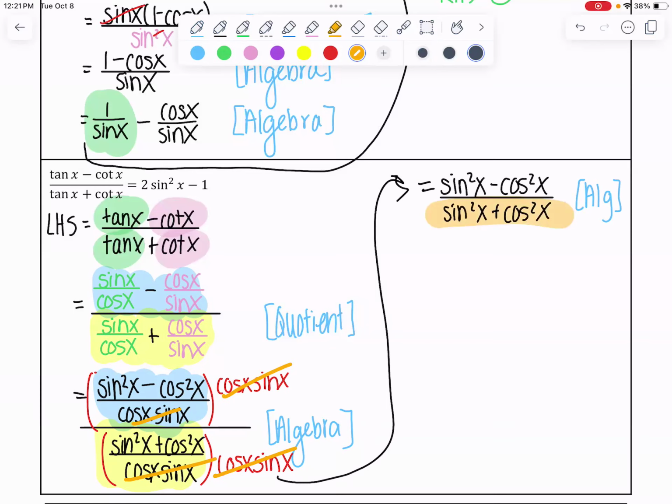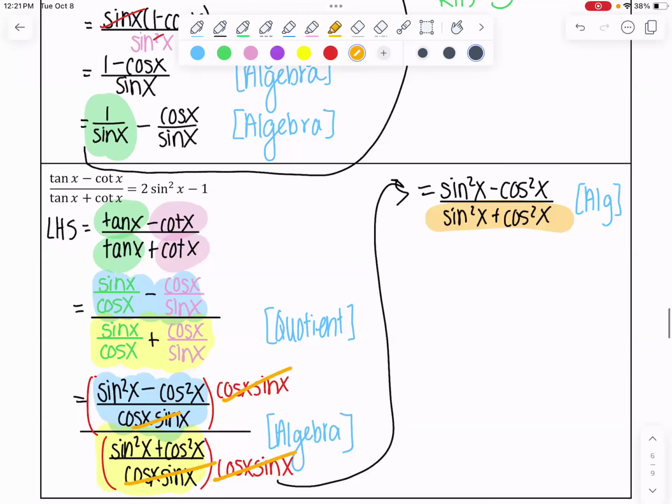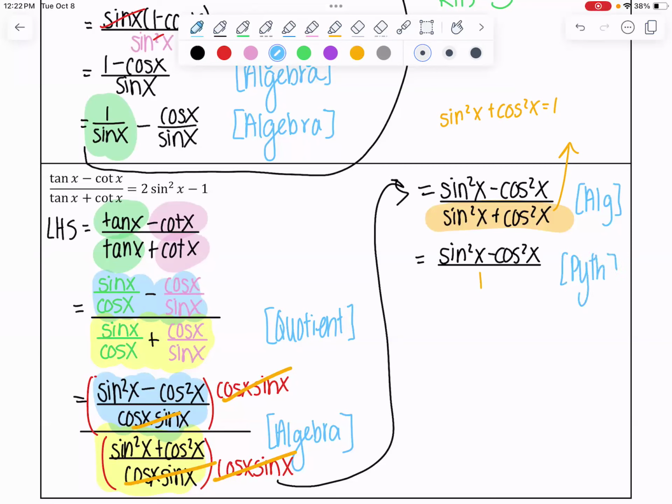I know sine squared plus cosine squared is a Pythagorean identity. That's our most common one. They are equal to 1. Sine squared x plus cosine squared x is equal to 1. So this becomes sine squared x minus cosine squared x divided by 1. We did that by a Pythagorean identity. And of course, that's just sine squared x minus cosine squared x. Oh, well, now we're not done yet.